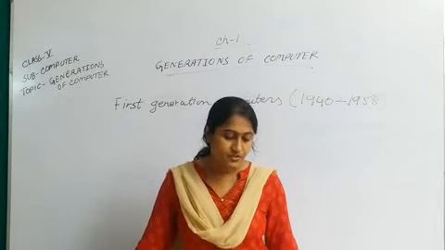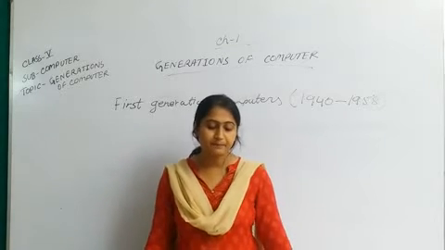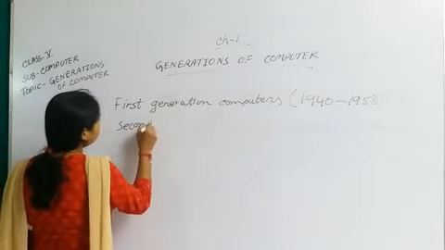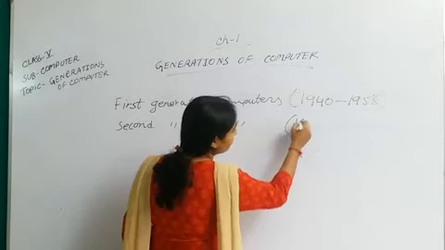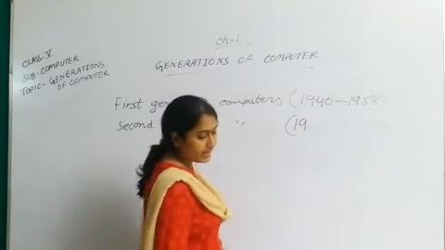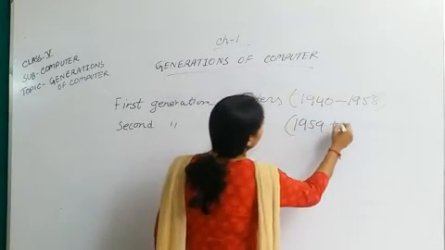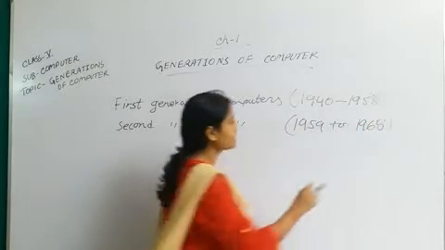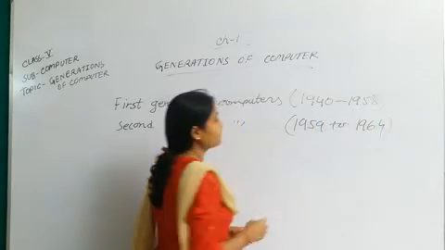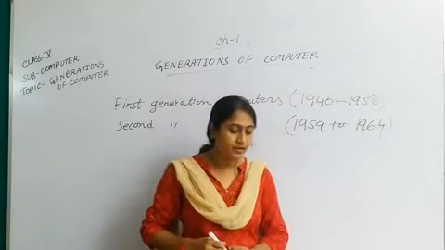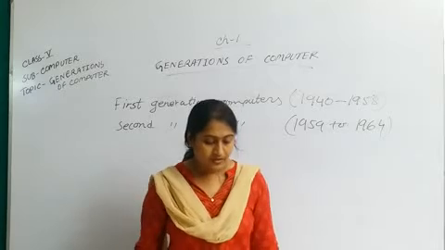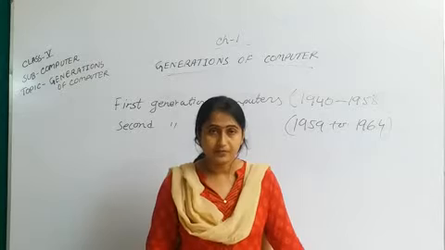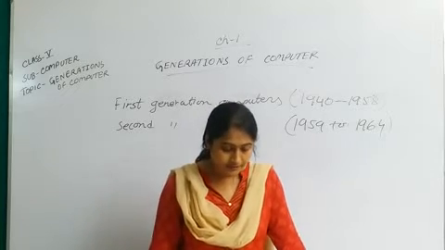Next is second generation computers. The time period of the second generation of computers is 1959 to 1964. They used transistors. Each and every generation of computer has some different features.